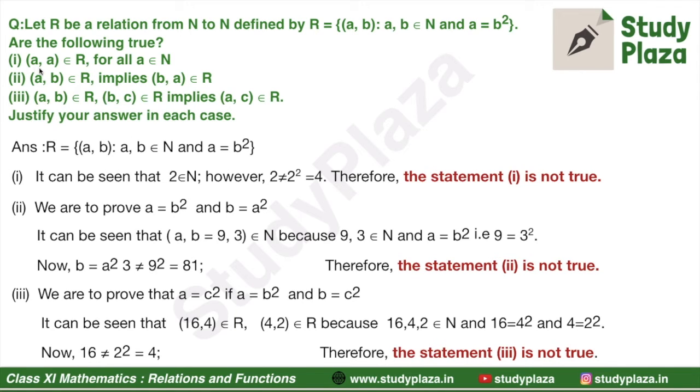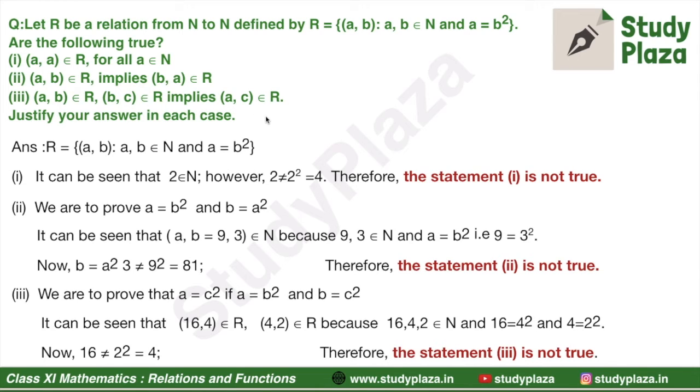Case 1 is (a, a) belongs to R for all values of a belonging to N. Similarly, case 2 is (a, b) belongs to R, which implies that (b, a) also belongs to R. Similarly, case 3 is (a, b) belongs to R and (b, c) belongs to R, which implies that (a, c) belongs to R.